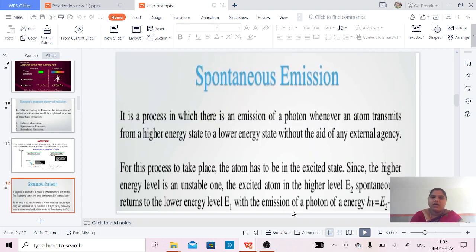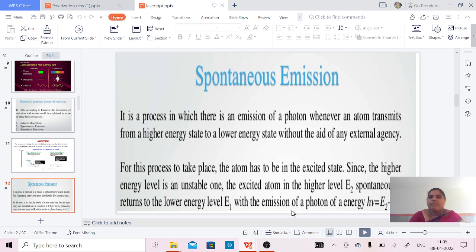And next, spontaneous emission. It is a process in which there is an emission of a photon whenever an atom transitions from a higher energy state to a lower energy state without the aid of any external agency.